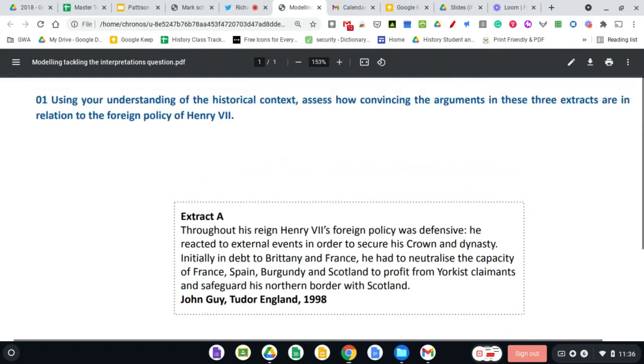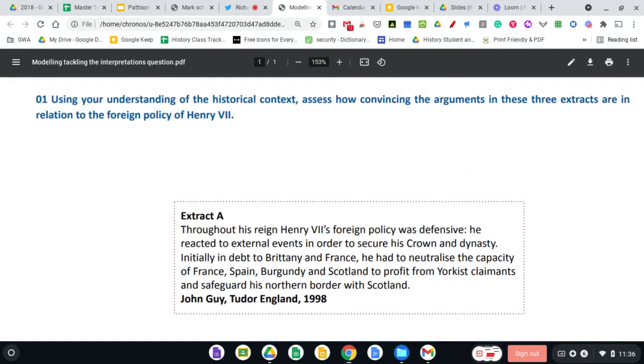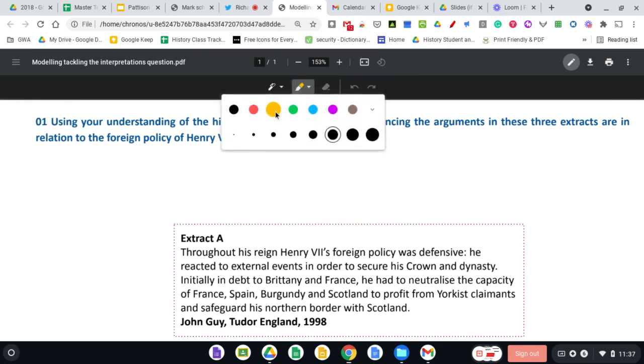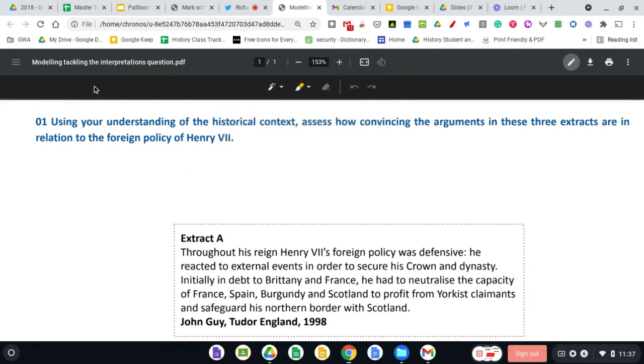So, using your understanding of the historical context, assess how convincing the arguments in these three extracts are in relation to the foreign policy of Henry VII. So, we know what we're dealing with now. We know that it is foreign policy of Henry VII. So let's see if that works as a highlight.